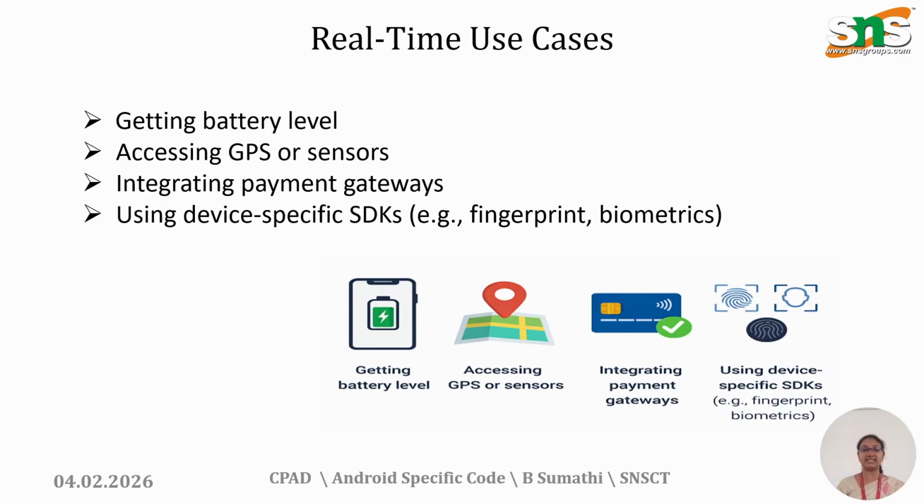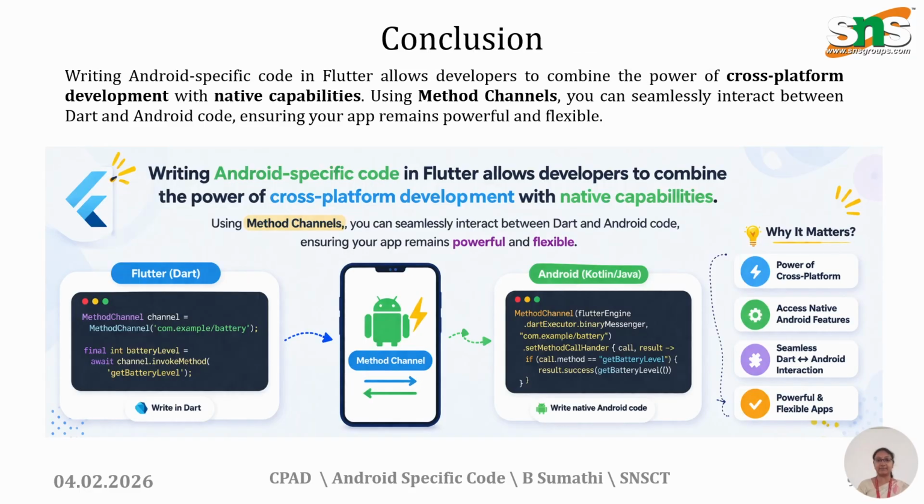Real-time use cases include getting battery level, accessing GPS or sensors, integrating payment gateways, and using device-specific SDKs, for example fingerprint or biometrics. In conclusion, this is how Android specific code works. The Flutter application, written in Dart, uses a method channel to send a request to specific Android code. The Android code processes it and sends its native result to the method channel, and the method channel responds to the Flutter application.